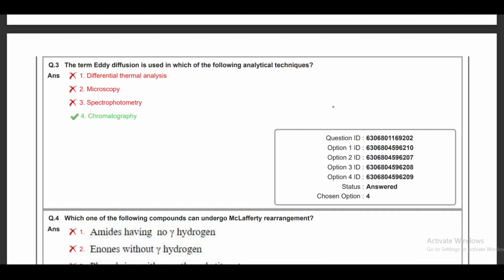In the next question, they are saying the term array diffusion is used in which of the following analytical techniques, and they are providing four options: differential thermal analysis, microscopy, spectrophotometry, and chromatography. The correct answer is chromatography. The term array diffusion is used in chromatography, and it refers to the spreading of solute molecules due to the multiple paths they can take through a packed column. So chromatography is the correct answer in this question.